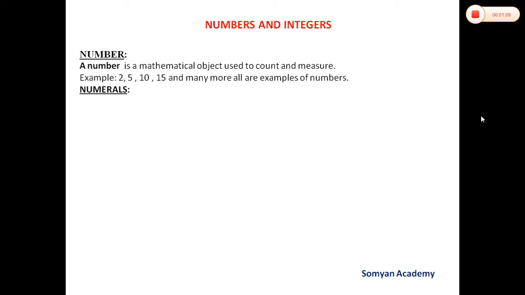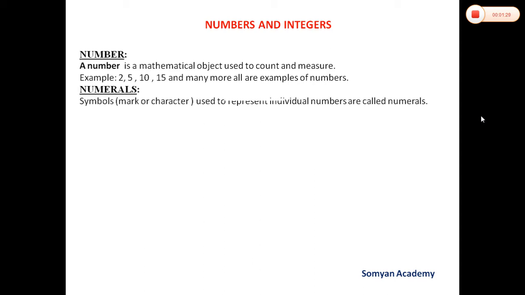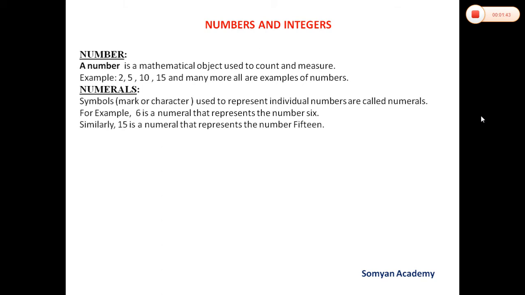Next, what are numerals? Friends, we have to denote a number by a symbol. So numerals are nothing but the symbols which are used to denote the numbers. The symbols are the characters or marks used to represent individual numbers. For example, 6 is a numeral that represents the number 6. Similarly, taking another example, 15, that is 1, 5, is a numeral that represents the number 15.